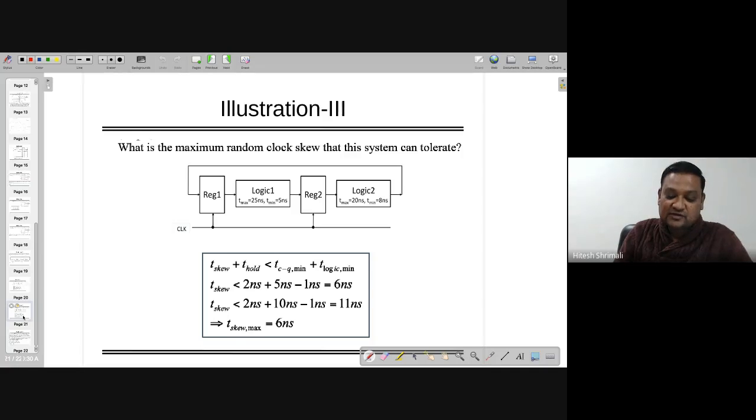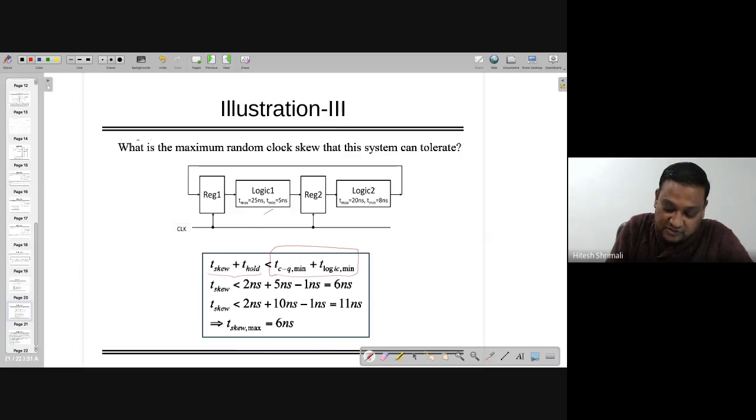Now the second one is what is the maximum random clock skew that the system can tolerate. If you look at the previous equation, skew and hold time are very important. So T skew, which is actually the delta, plus T hold has to be less than TCQ min plus T logic min. So minimum time.